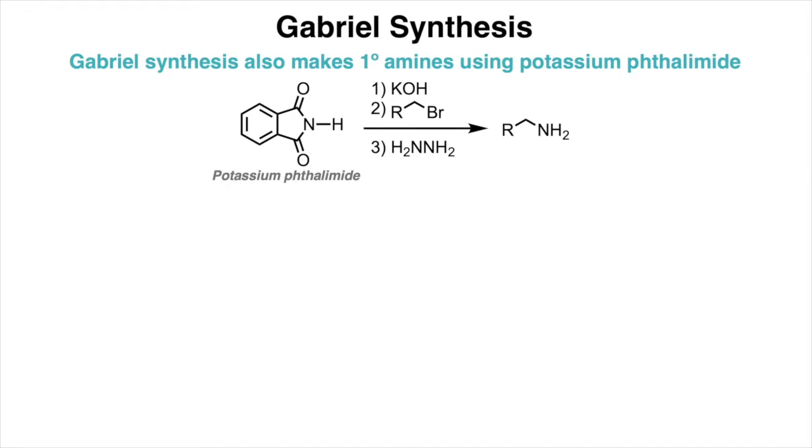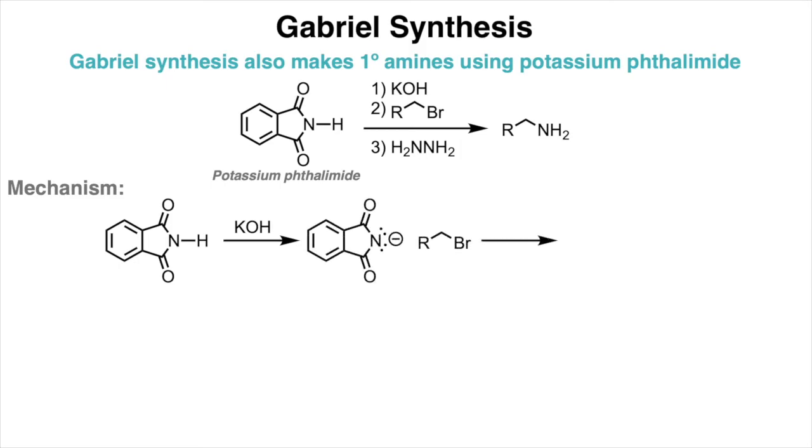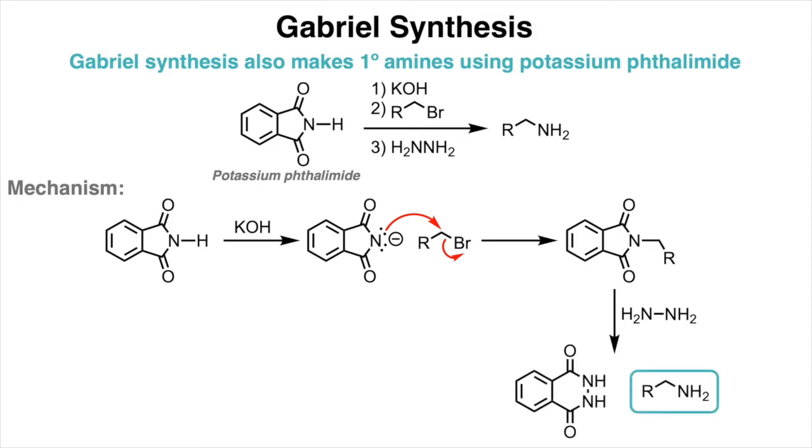Gabriel synthesis is another way to form exclusively primary amines by using a reagent called potassium phthalimide, as shown below. The mechanism starts with this reagent getting deprotonated with KOH to form the following negatively charged intermediate, which acts as a nucleophile to attack a primary alkyl halide via an SN2 mechanism. Then hydrazine, or H2N-NH2, is used to undergo hydrolysis to form a primary amine. You do not need to know the mechanism for the last step of this reaction.